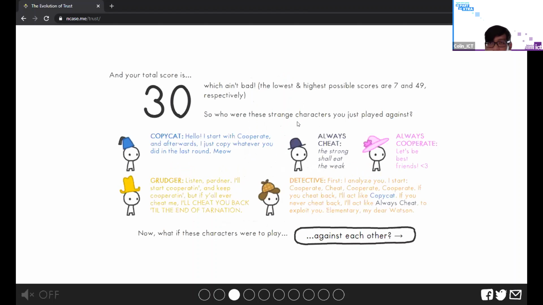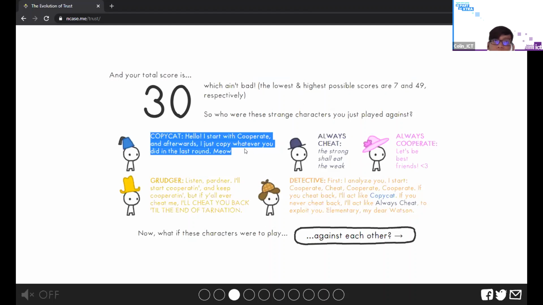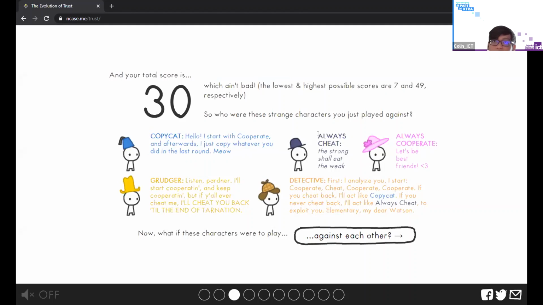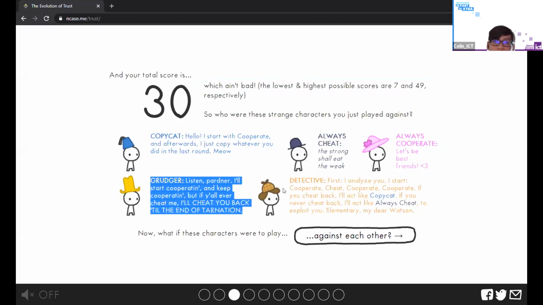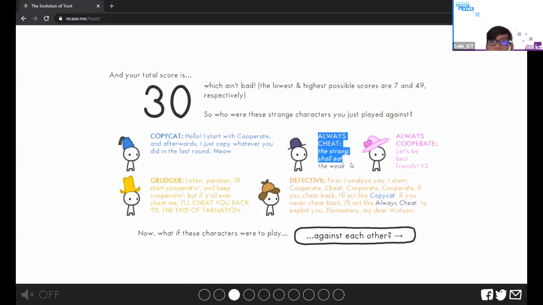Okay, so now we're going to create a model. With the 5 characters we just went through, the blue one, if you remember, always cooperates and would always copy what I did for my last move. So it's basically the copycat. Next is always cheat, self-explanatory, and always cooperate, similar. And next you have the grudger, the yellow one, who will keep cooperating, and when I start cheating, he would always cheat like this guy.